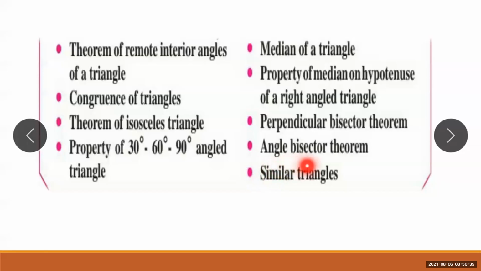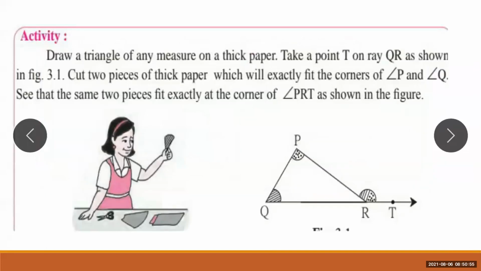One more theorem we will see, that is angle bisector theorem. And the last point of the lesson is similar triangles. Okay, those are all the points we have to learn in this lesson. Now, a simple activity that is given in your textbook.